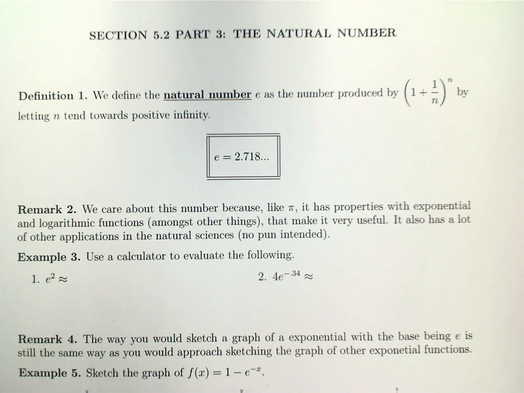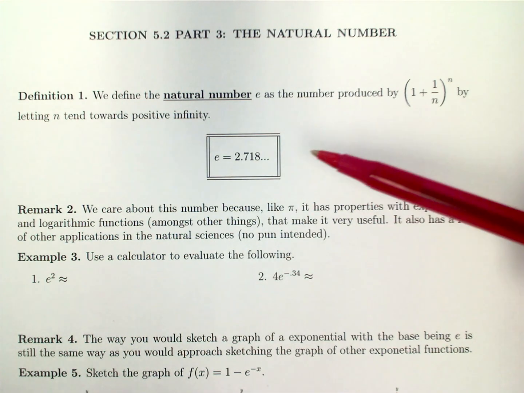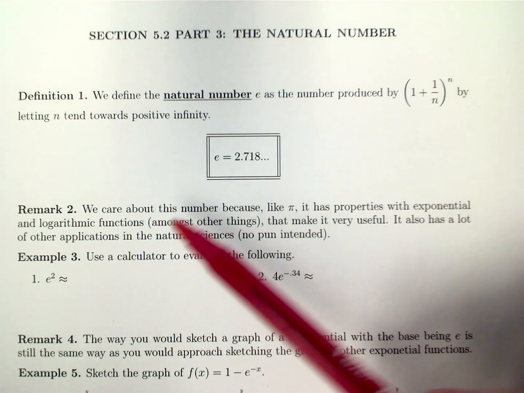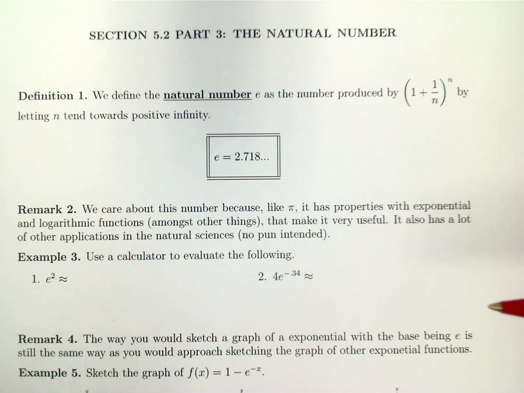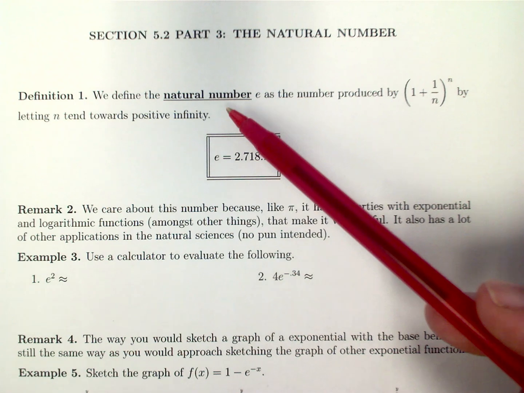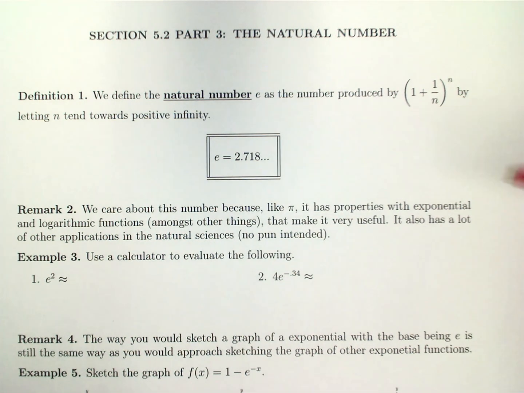And again, it keeps on going out forever. It's another type of irrational number, kind of like pi, which is exactly why we like talking about it, because it has a lot of properties, just like pi has. Not the same properties that pi has, but it has special properties for logarithms and other things that make it very useful for things in the natural sciences. No pun intended with that.